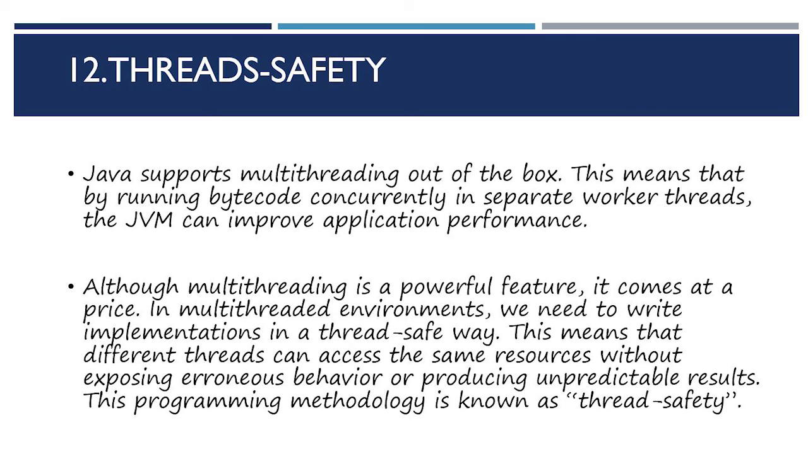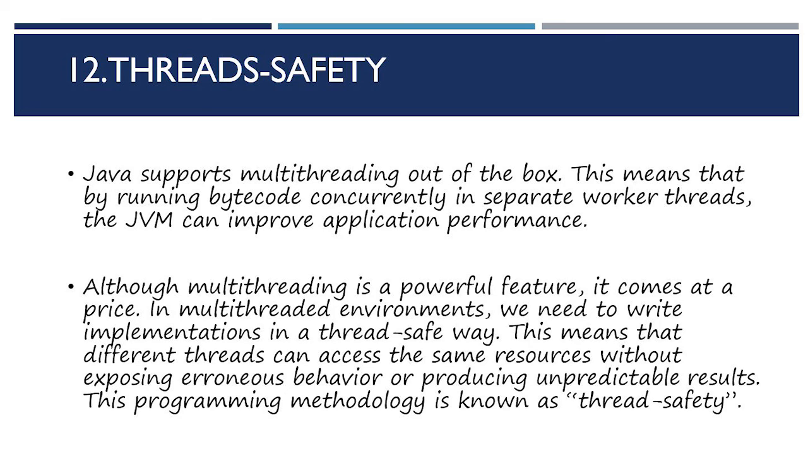The last one is thread safety. So typically Java supports multi-threading. This means that by running bytecode concurrently in separate worker threads, the Java virtual machine can improve application performance. Although multi-threading is a powerful feature, it comes at a price. In a multi-threading environment, we need to write implementations in a thread-safe way. This means that different threads can access the same resource without exposing erroneous behavior or providing unpredictable results. That's what thread safety is.